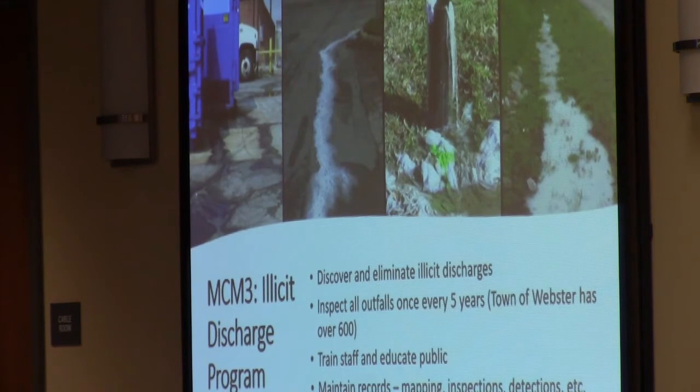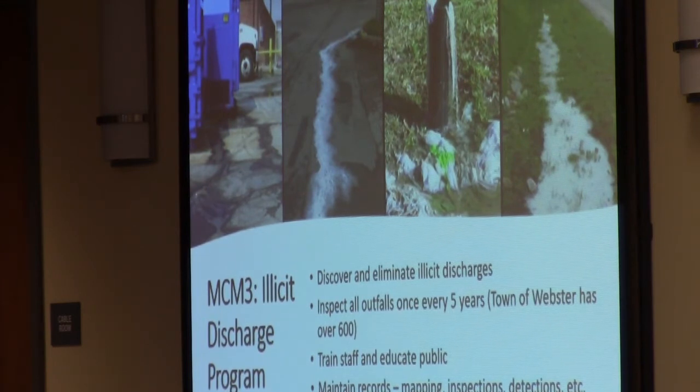So the Illicit Discharge program, the town is tasked with discovering and eliminating illicit discharges. So this is cross connections with the sanitary sewer going into the stormwater. If there's dumpsters that are leaking next to our catch basins and there's no treatment there. If there's painters that are just spraying off brushes and letting it go into the storm sewer.